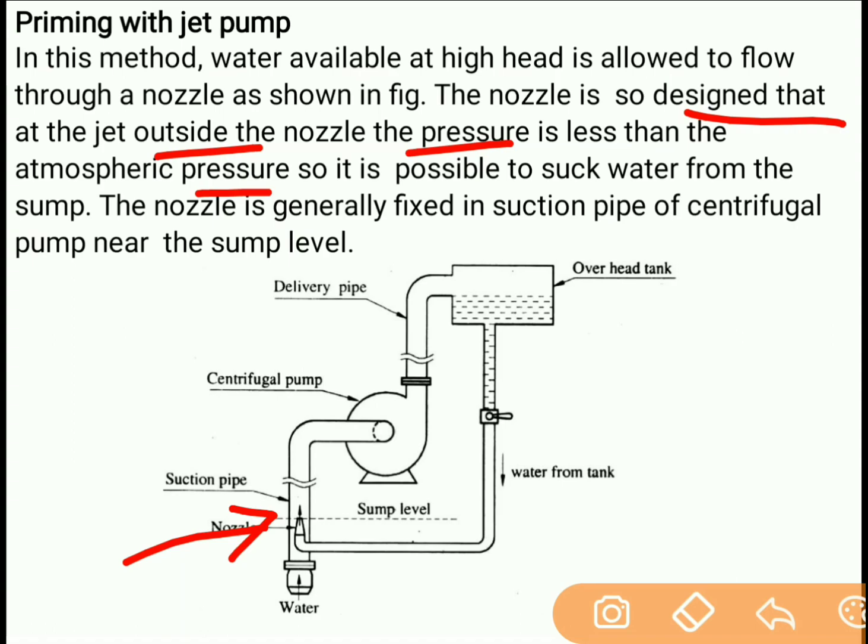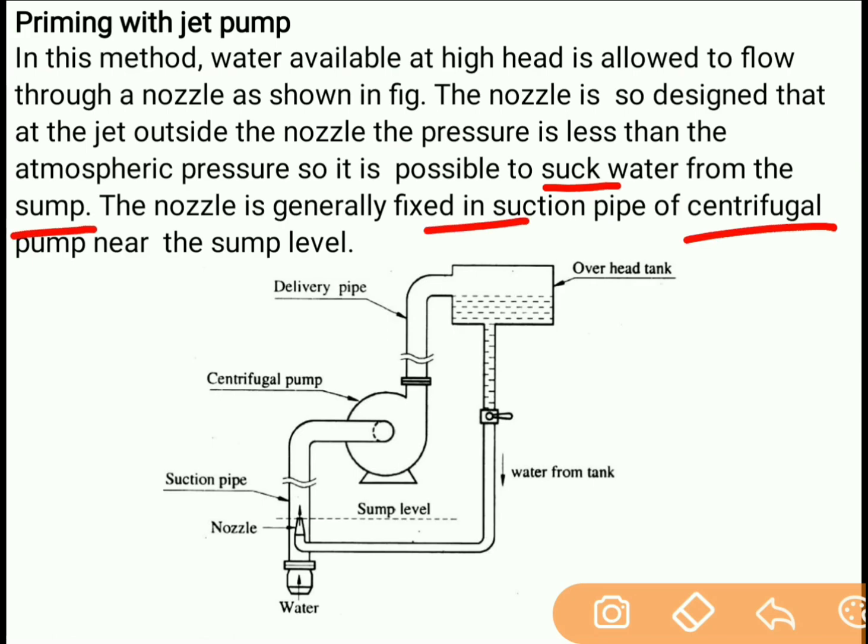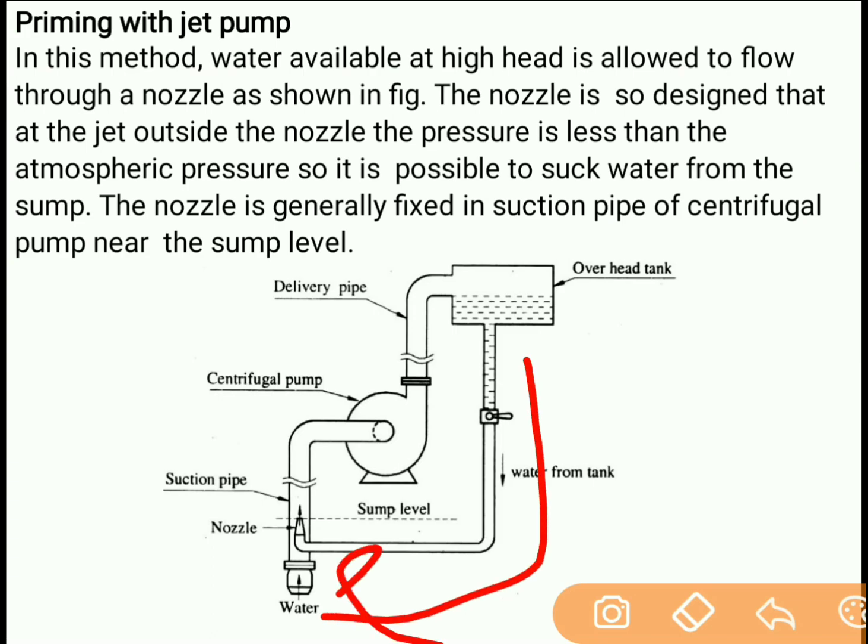So it causes suction, that is, suction of water from the sump. This nozzle is generally fixed in the suction pipe of the centrifugal pump near the sump level. As the nozzle is connected to the overhead tank and the water from the tank is moving towards the nozzle, the pressure at the end of the nozzle will be less than the atmospheric pressure.